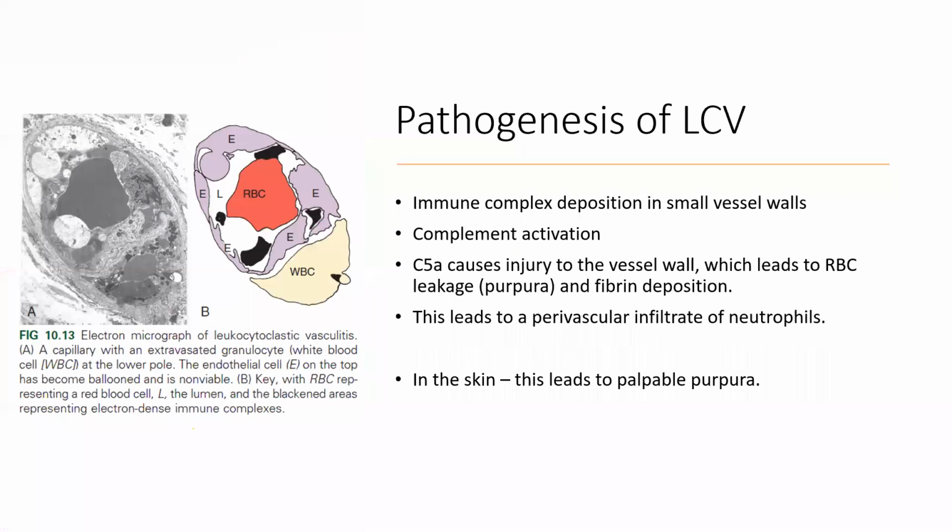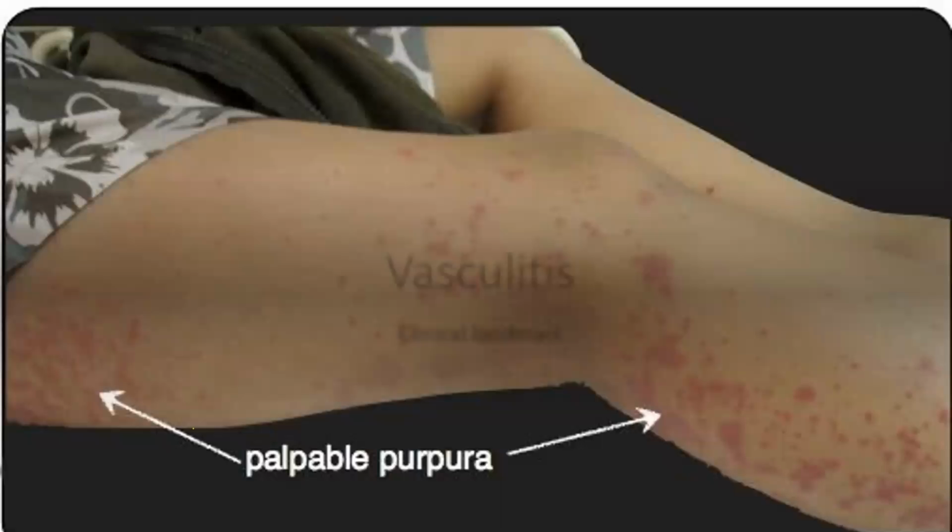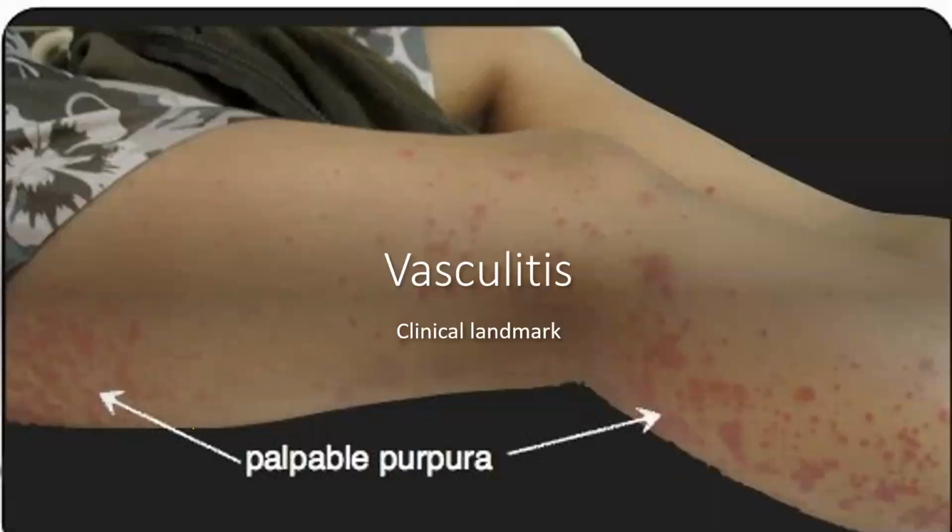A little bit on the pathogenesis. There's immune complex deposition in the small vessels, which activates complement. C5a then injures the vessel wall, and this leads to red cell leakage and fibrin deposition, and then a perivascular infiltrate of neutrophils will follow. In the skin, this leads to palpable purpura. So if leukocytoclastic vasculitis is the histologic landmark, then the clinical landmark of vasculitis is palpable purpura.